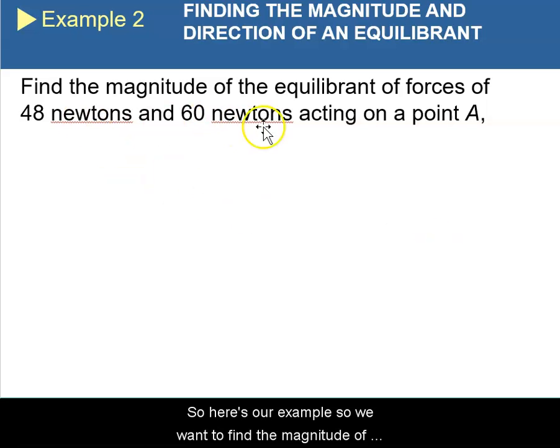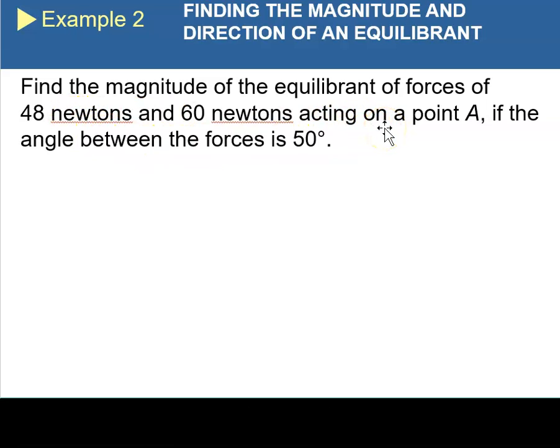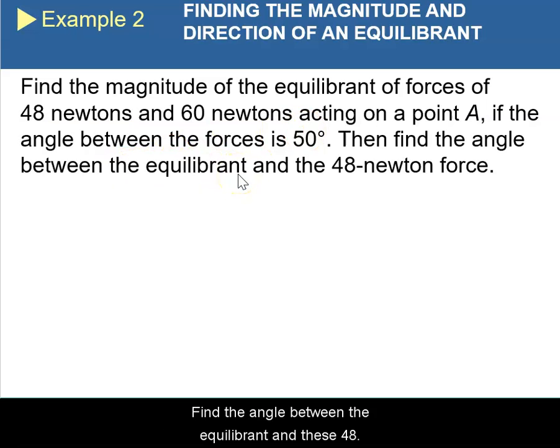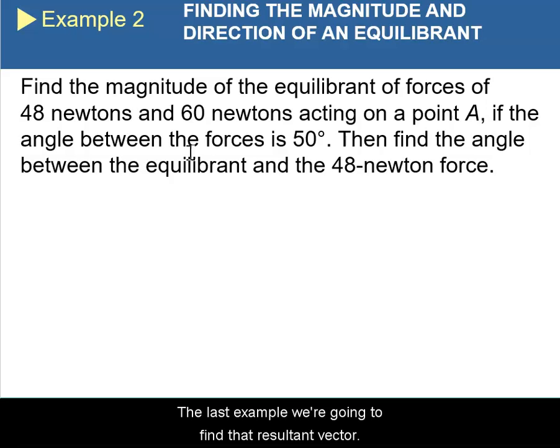We want to find the magnitude of the equilibrant of forces of 48 newtons and 60 newtons acting on a point A. If the angle between the forces is 50 degrees, then find the angle between the equilibrant and the 48 newton force. Basically, we're going to do the exact same thing that we did in the last example. We're going to find that resultant vector.